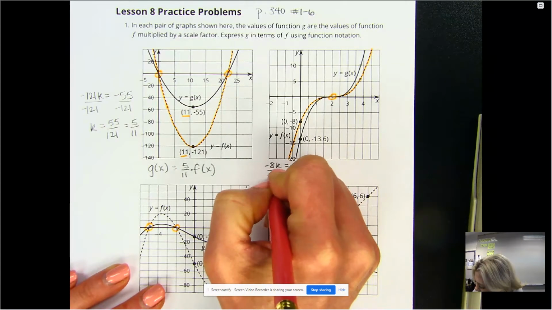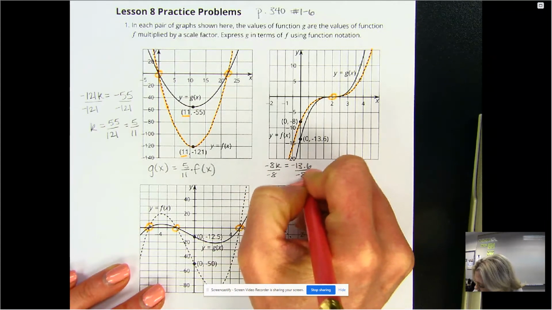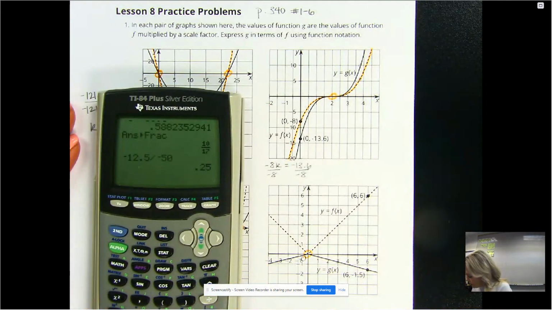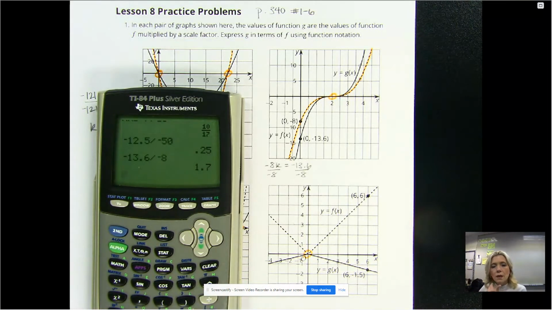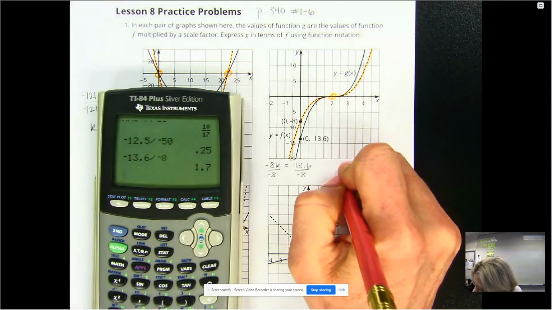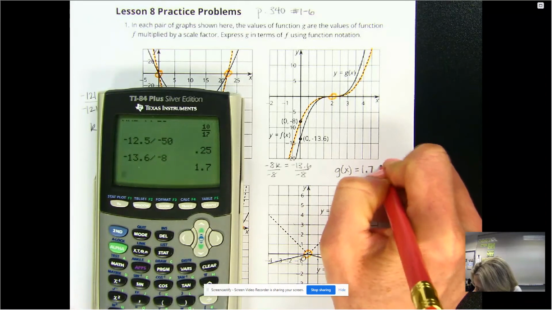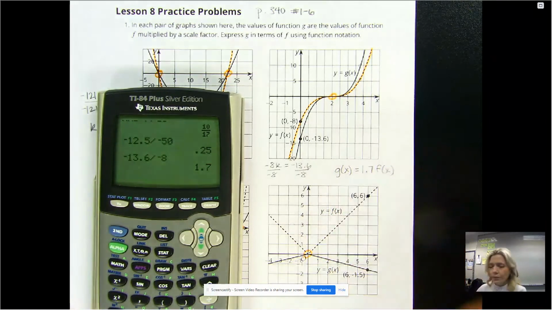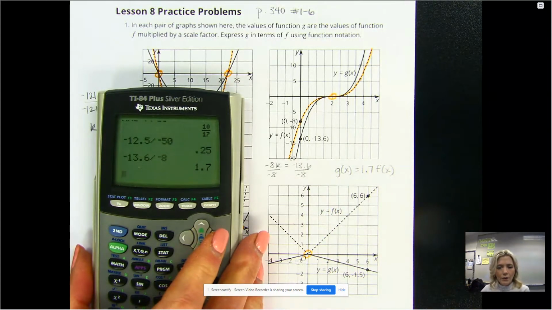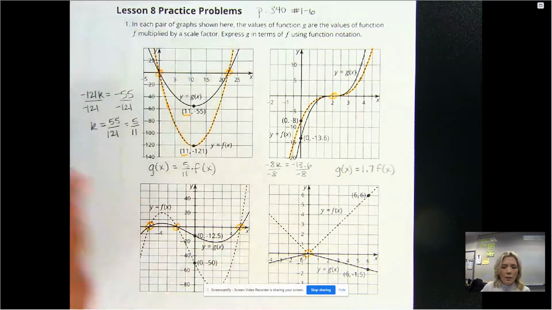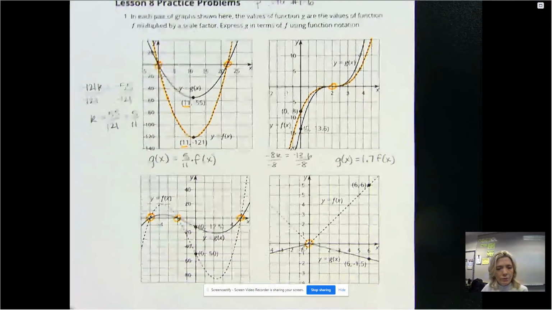So divide. Negative 13.6 divided by negative 8 is equal to 1.7. So that means that g of x is equal to 1.7 f of x. All right, so each of the outputs is being multiplied by 1.7 to get the function g.